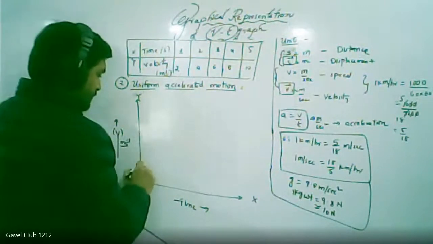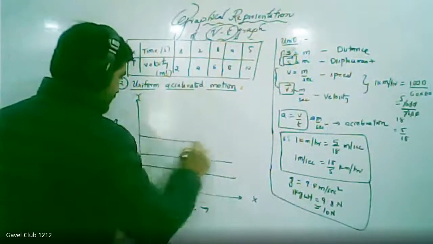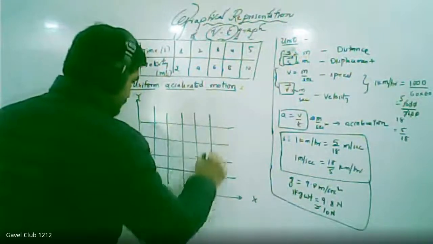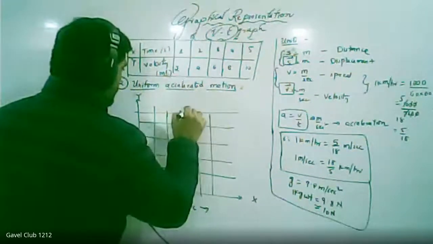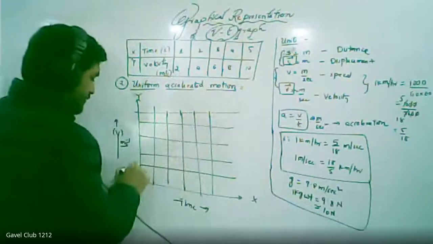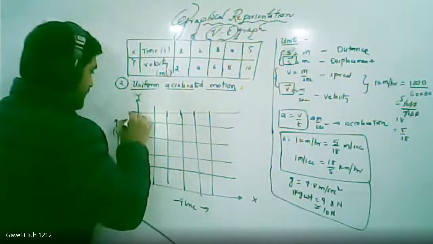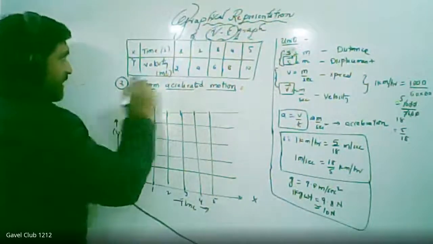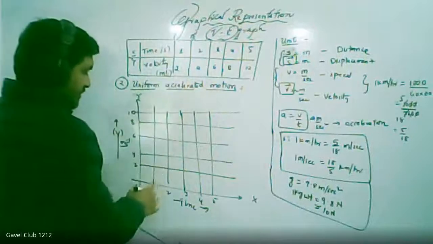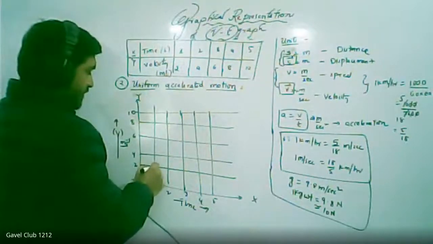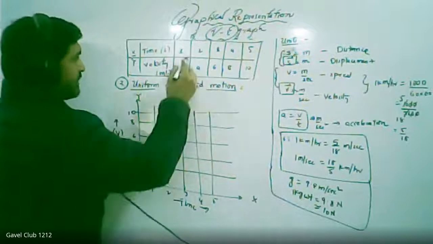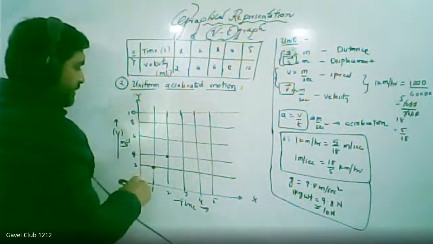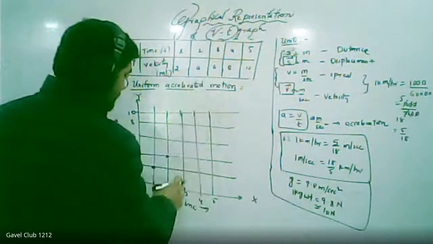The values we're going to take are from the table above. With respect to this table, we see 2, 4, 6, 8, and 10, at 1, 2, 3, 4, and 5 seconds. With time on the x-axis, in the first second the object travels at 2 meters per second. In the next second, it is 4 meters per second. In the third second, it is 6 meters per second.